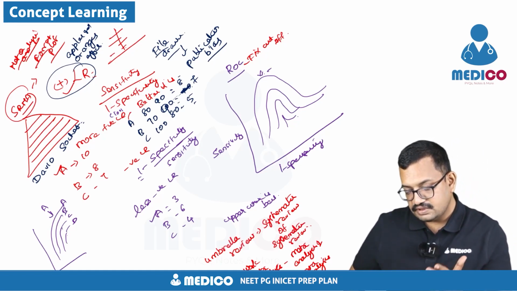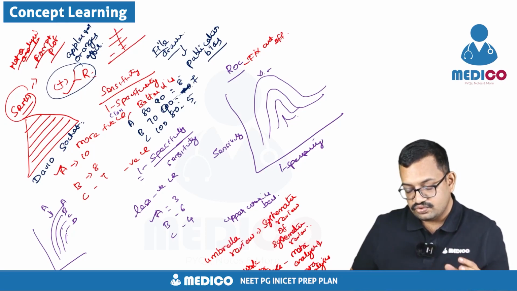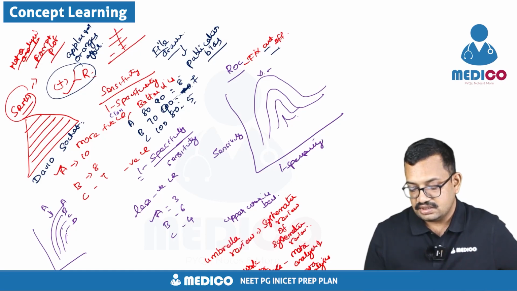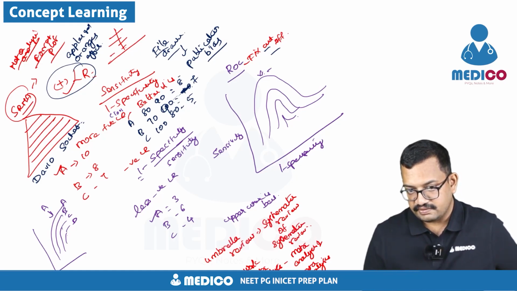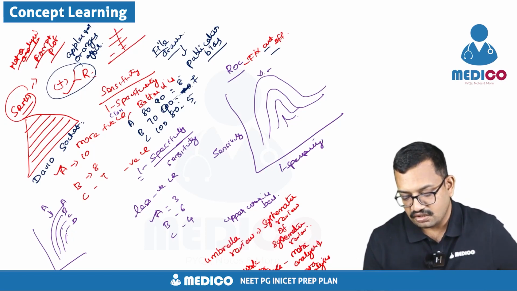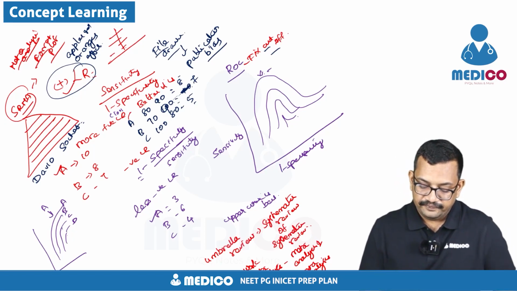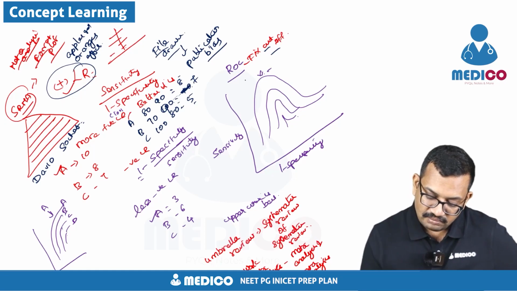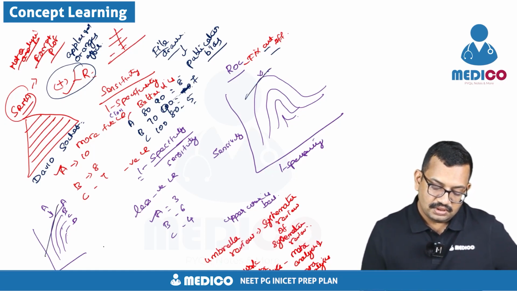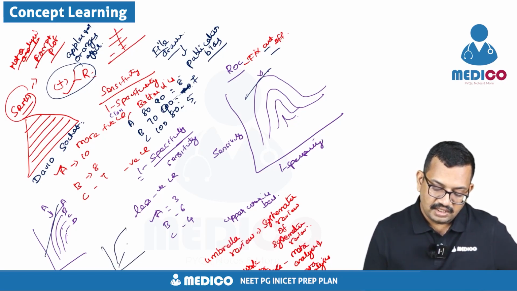So ROC curve is the receiver operator characteristic curve used to fix the cutoff of the screening test. In the screening test, which cutoff should I fix, whether to proceed for diagnostic test or not. That is the ROC curve. So the uppermost part of the curve you should take. To determine the area under the curve, this area is called area under the curve.